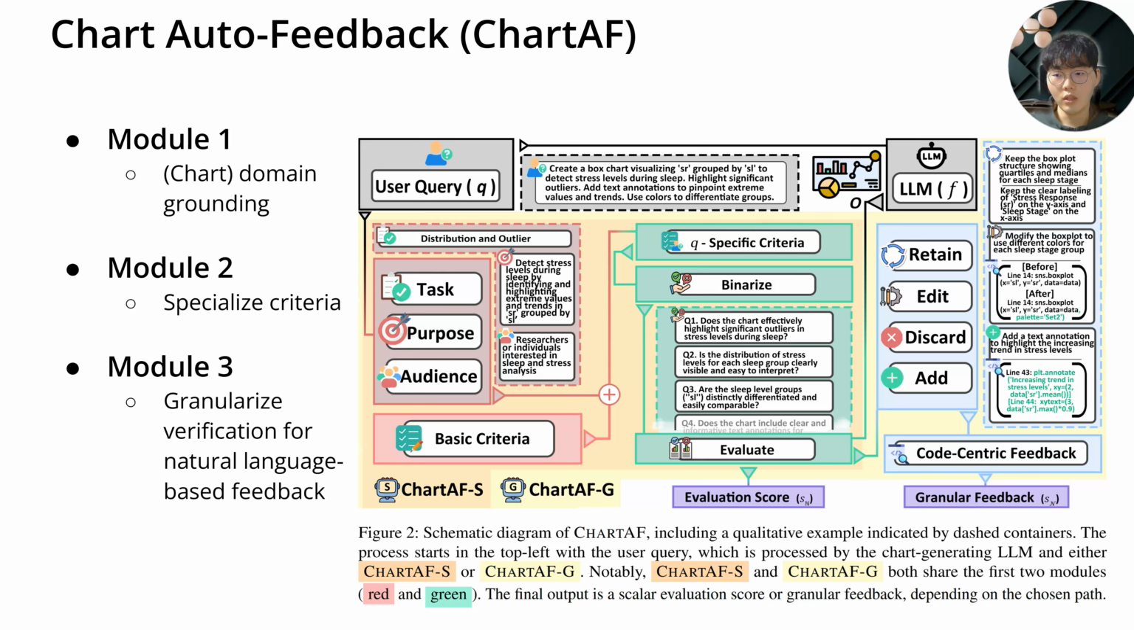If the verification only requires a scalar value, the process is terminated, and this is the entire Chart AF-S. However, if granular natural language-based feedback is required, we transform this evaluated binarized criteria into direct language-based feedback. We classify each criterion into one of 4 categories: retain, edit, discard, and add, and prompt the verifier to provide code-centric feedback. For instance, edit: modify the box plot to use different colors for each sleep stage group, complete with specific before and after code suggestions.